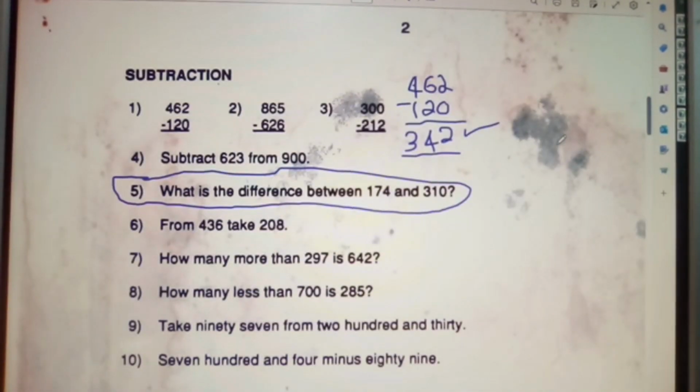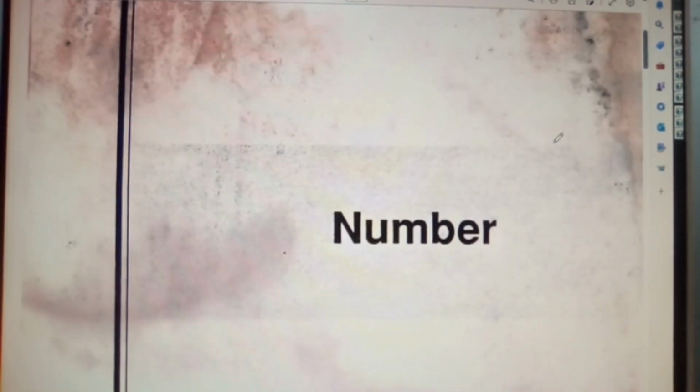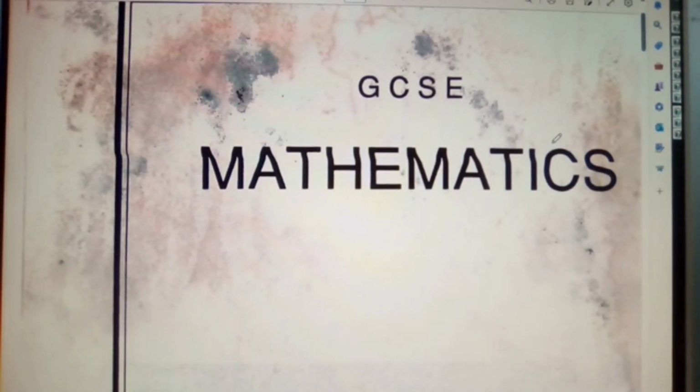Okay. Just want to make sure that we got everything in view, and it's numbers and mathematics, GCSE mathematics.